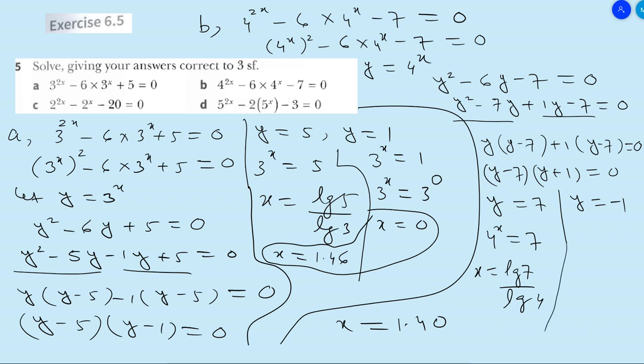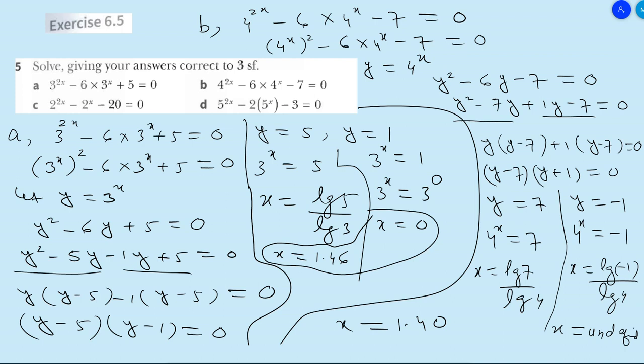And this is y, y is equal to minus 1. So it will be 4 power x is equal to minus 1. And taking log on both sides, x is equal to log minus 1 upon log 4. Definitely we will get a math error. Students, if we find the log of a minus value, the answer is always undefined. So x is equal to undefined.